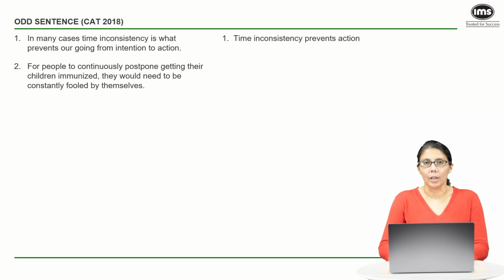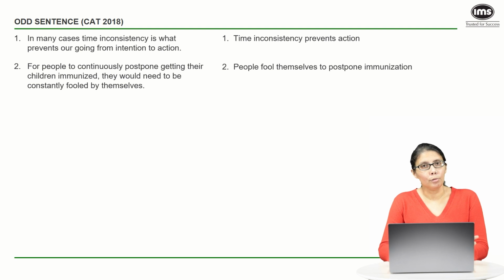Now, statement 2 here says that for people to continuously postpone getting their children immunized, they would need to be constantly fooling themselves. So the idea here is postponement of immunization. Now this seems very different from the first statement, but don't panic. Simplify it, label it and move on. So here our theme is that people fool themselves in order to postpone immunization, and that's pretty much it.